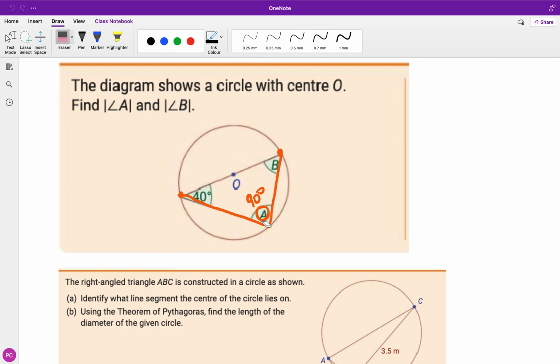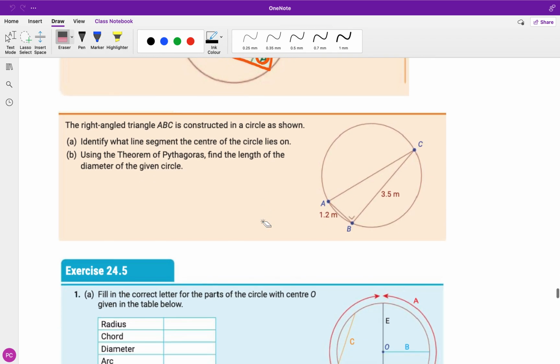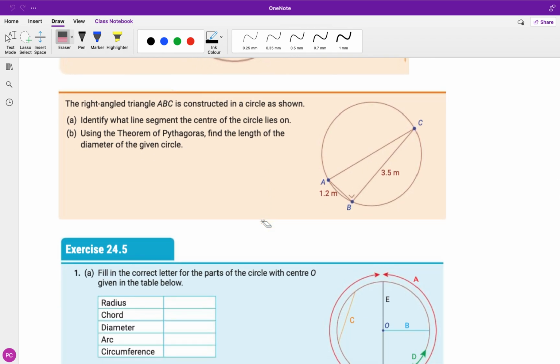And you know that all the angles in a triangle add up to what? 180. So we have 90 and 40 are going to give you 130. So 180 minus 130 is going to give you 50 degrees. So B is going to be 50 degrees. Like so.